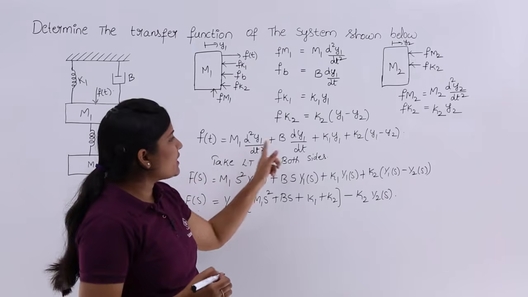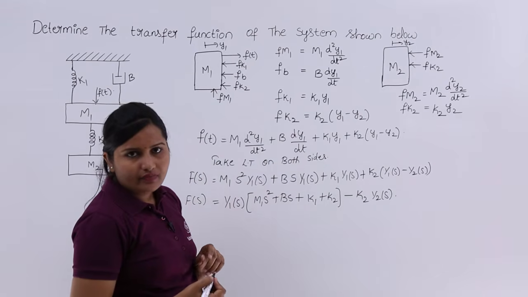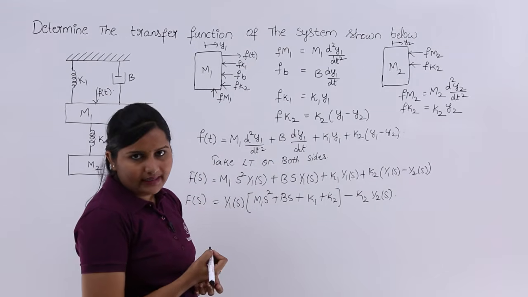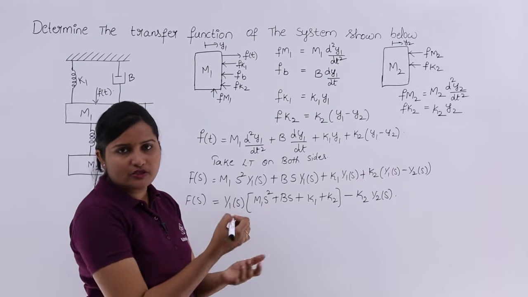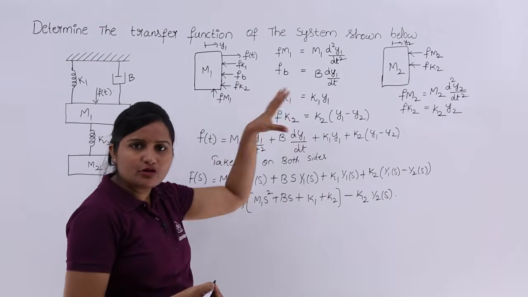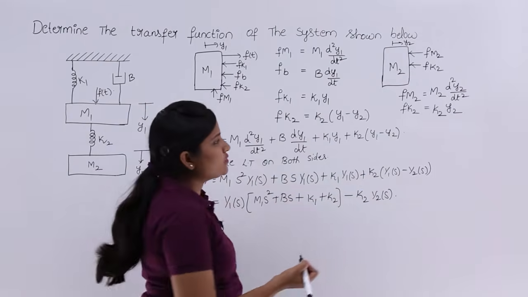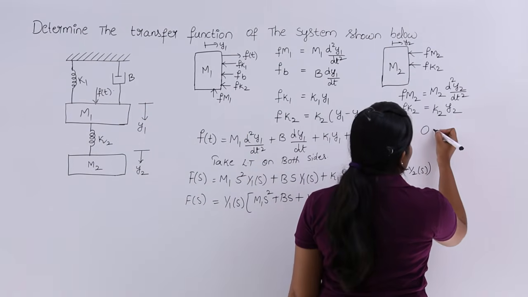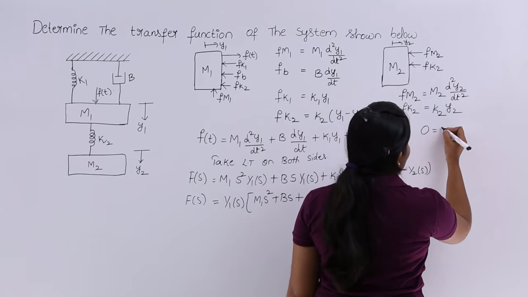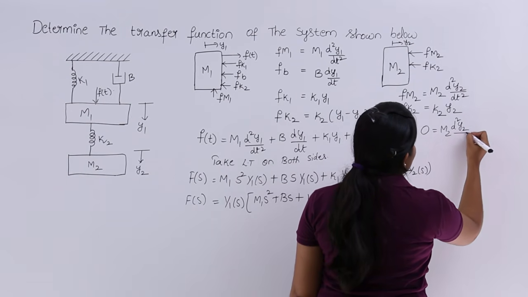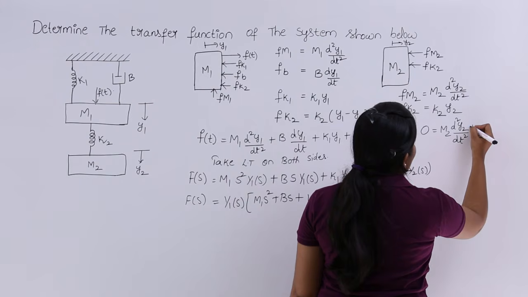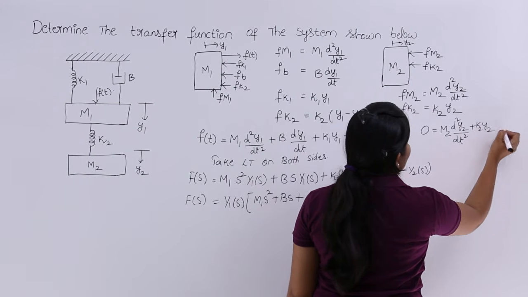Now this is the time to write the force equation like this. According to Newton's second law, the total force applied at that point is equivalent to the opposing force. We are not applying any force on that particular mass, so the total force applied is equivalent to 0. We are getting the opposing forces: m2 d square y2 by dt square plus k2 y2.